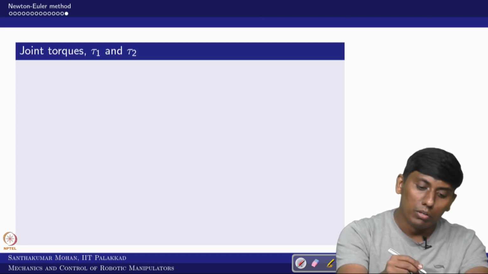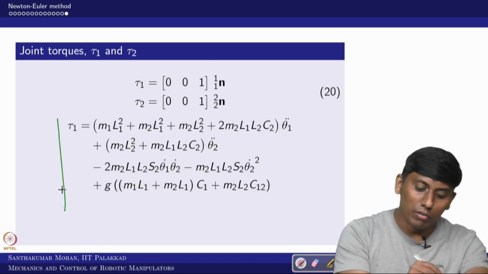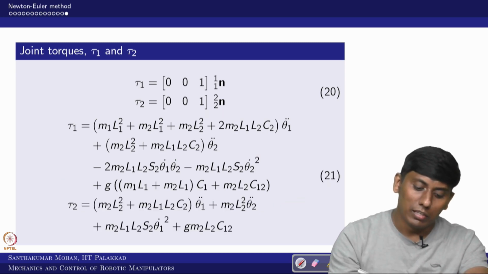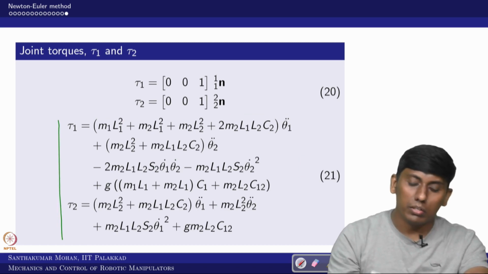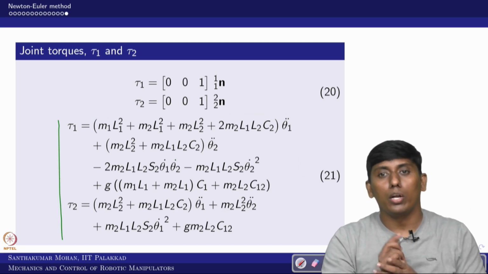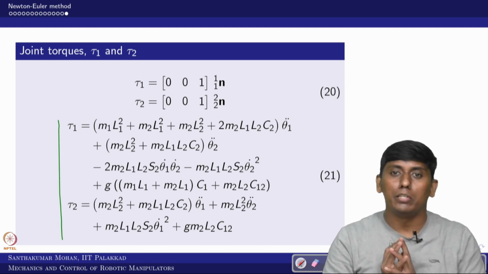Now we can calculate this, which is the tau. If you do it manually by yourself, finally you can see that the equation will come similar to what you obtained in the previous lecture. So with that you can see that the Newton-Euler method also we have demonstrated. The demonstration, if we do it in MATLAB, would be very beneficial.